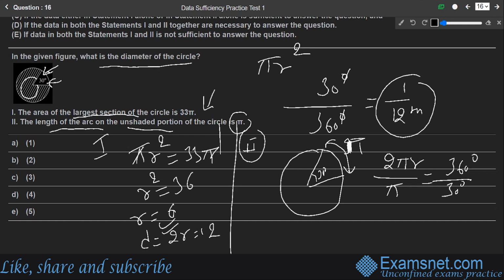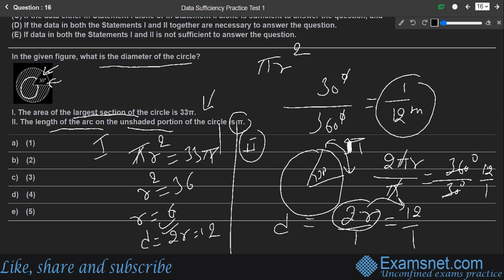So clearly we can see that pi and pi can cancel. So we can see that 2r over 1 is 30 over 360, which is nothing but 12 by 1. So we can say 2r by 1 is equal to 12 by 1, which clearly gives the 2r value as 12. And that is the diameter. Again, diameter is nothing but 2r, so the 2r value comes out to be 12. So clearly statement number two also is sufficient to answer the question individually, alone.